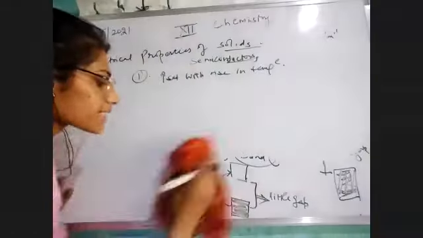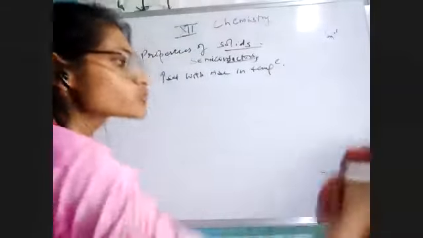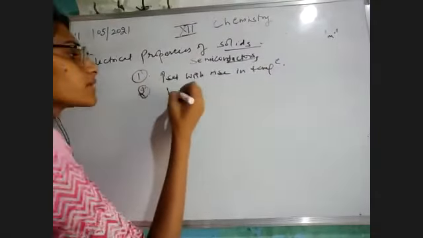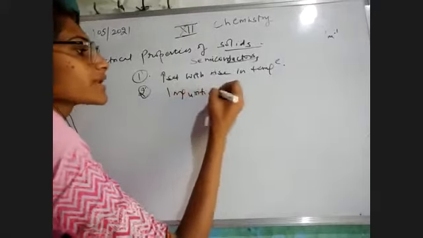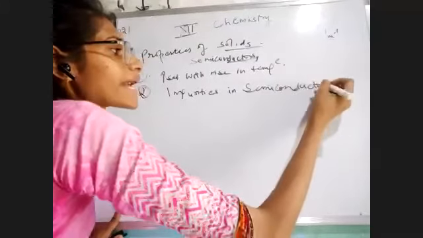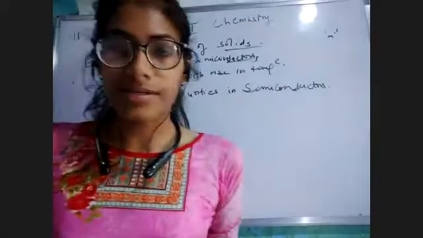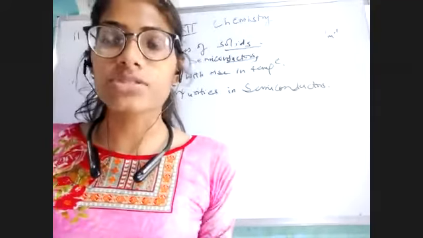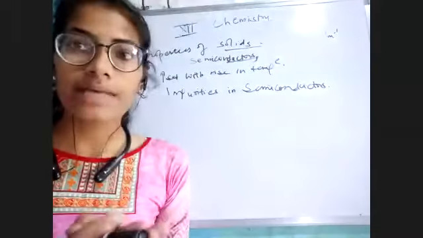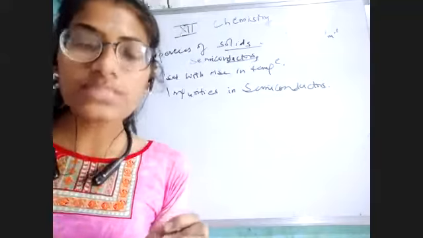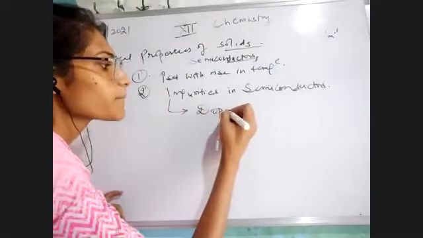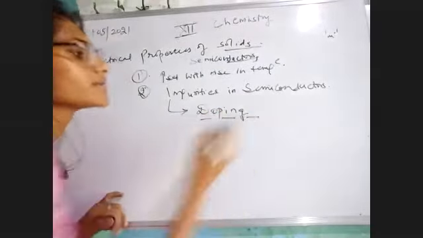Now the second point is that we can also add some impurities to our semiconductors, so that these impurities help to attain electrical conductivity. That is the topic we are going to study. Whenever we add impurities to a semiconductor to increase the electrical conductivity, this process is known as doping.